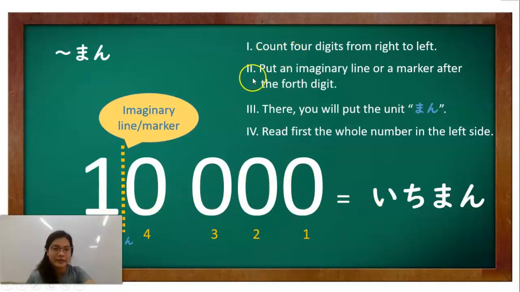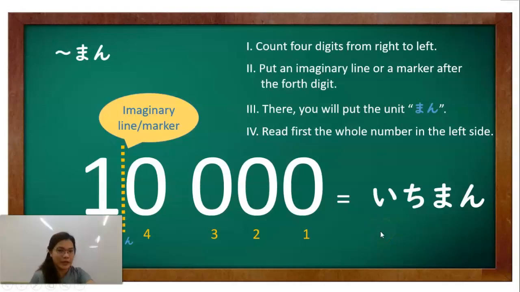Okay, so this is read as ichiman. Okay, again, let's read the rules from 1 to 4. Count 4 digits from right to left. 1, 2, 3, 4. Put an imaginary line after the 4th digit and then put the unit man. Then read first the whole number on the left side. So this is read as ichiman. Okay?